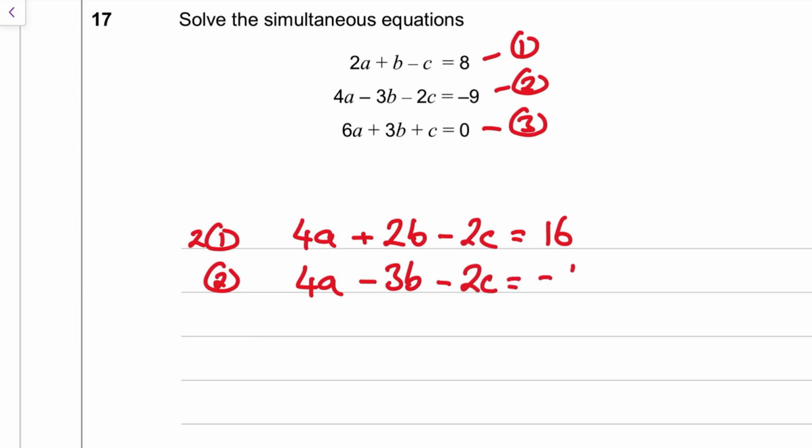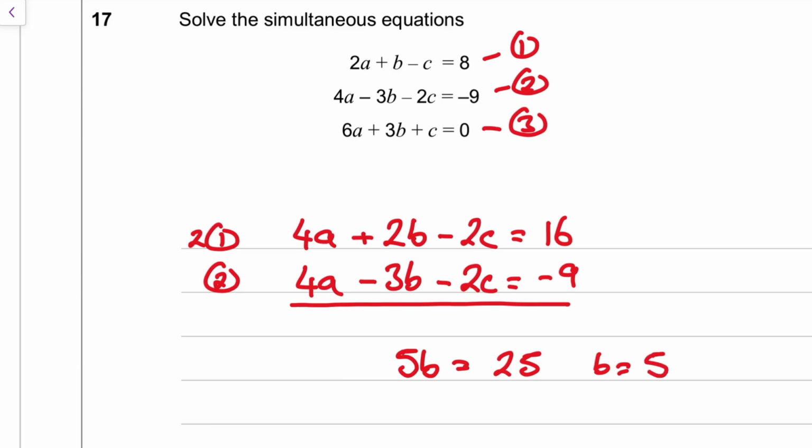Oh, good. I just noticed 2 things cancel. This is going to be much easier than I thought it might be. So 4a minus 4a goes away. 2 minus minus 3 gives me 5b. And minus 2c minus minus 2c goes away as well. So 5b is equal to 25, which means that b is equal to 5. Okay, good. They don't have to be integers, but the fact that it is an integer just makes me feel a little bit better about where this might be going.